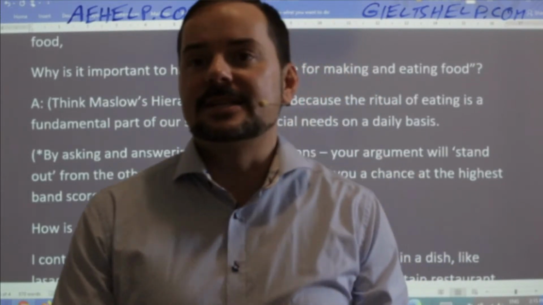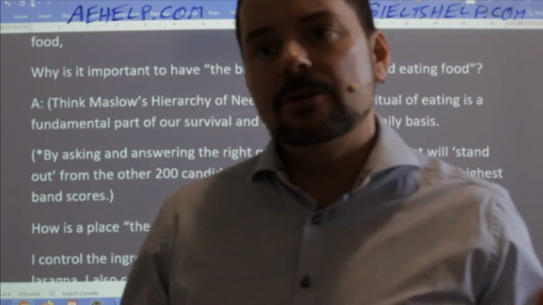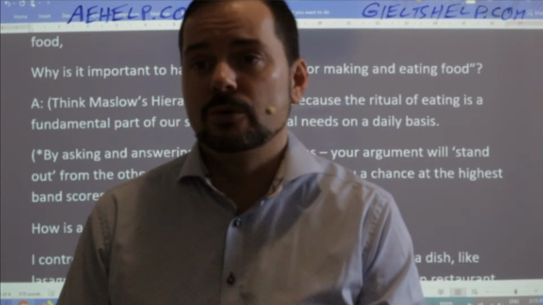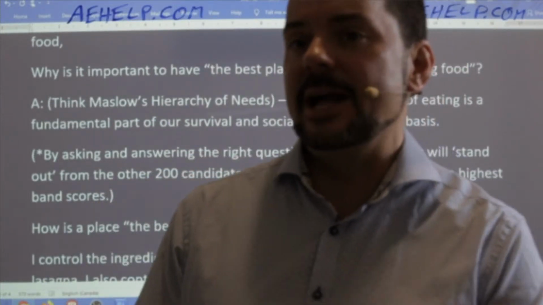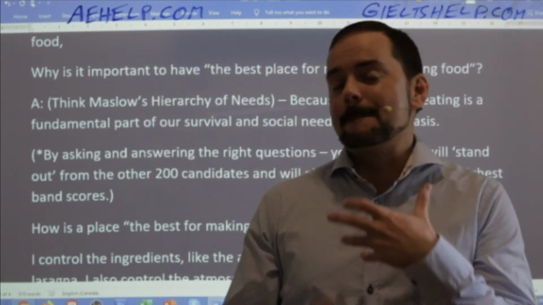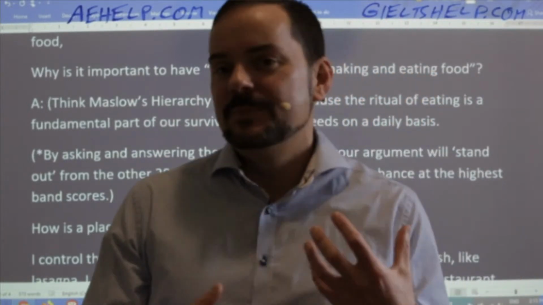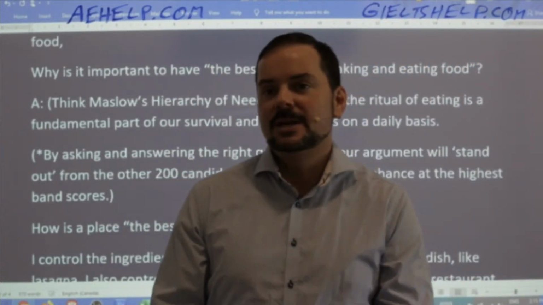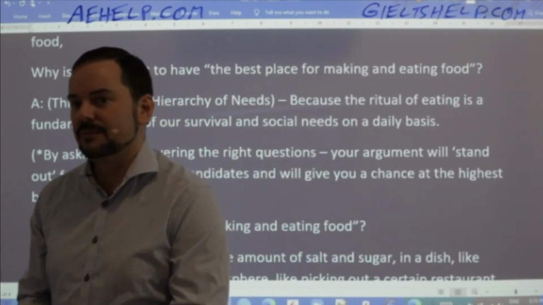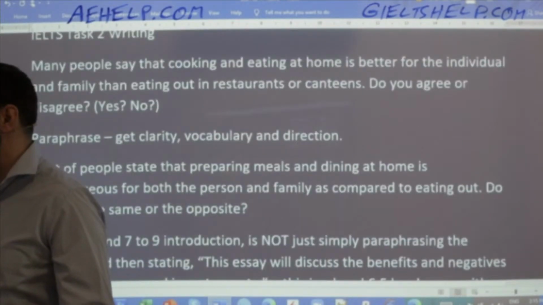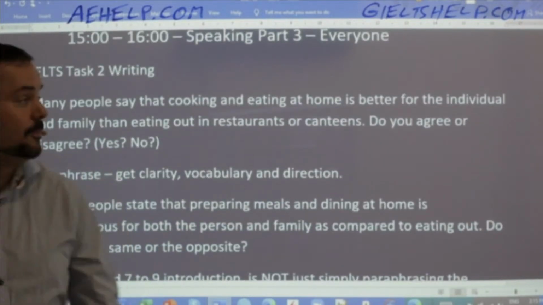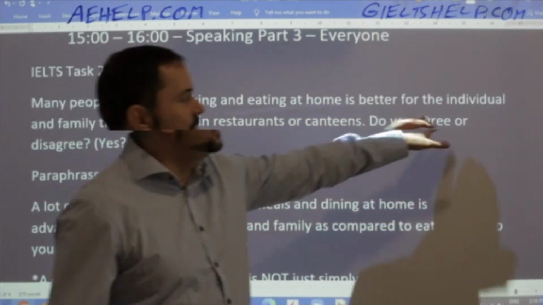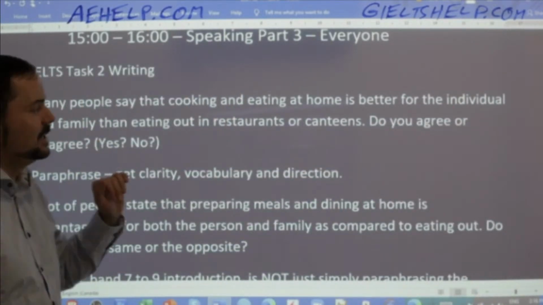So Ois says it's healthier and controlling the taste is more. I don't know. I'd be careful about that, Ois, because I think some restaurants, truth be told, prepare fantastic food. Okay, Bakrat says happier and healthier. So again, we're looking for that band 9 argument here that includes these ideas and at the same time is original. Okay, let's see if anybody comes up with a different answer. When you're thinking about these points, always think back to the original question as well. So, better for the individual and the family. Okay? Think individual, think family.